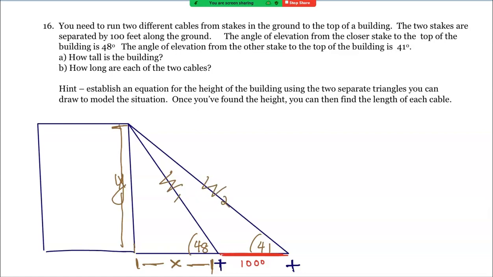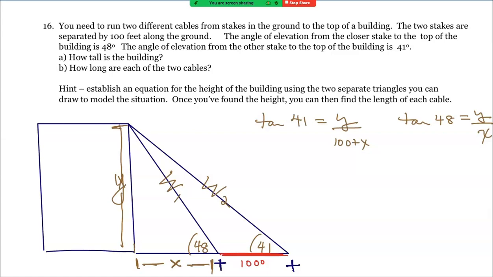Okay, let's figure out if we can get the top of the building. Well, I know it's going to be all tan stuff, so what do I have? So the tan of 41 is going to equal opposite, which is y, over adjacent. Now, adjacent is going to be 100 plus x. Then I also know that the tan of 48 is going to be y over x. Okay, what do they have in common? Well, they clearly have that y in common.